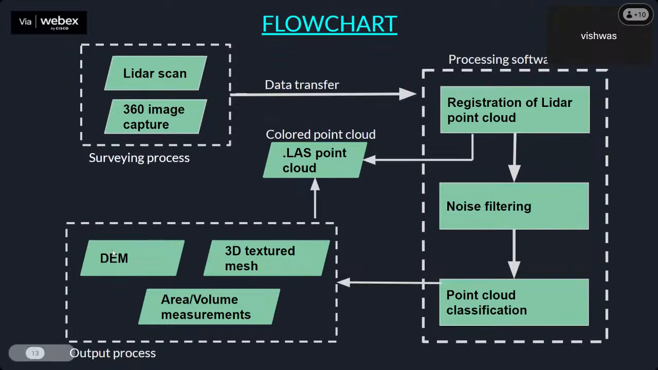And once we have done that, we can go for the final output process, where you can obtain digital elevation models. It can be terrain model or surface models. We can get textured mesh measurements. We can do any kind of measurements, like area measurements, volume measurements, all things.